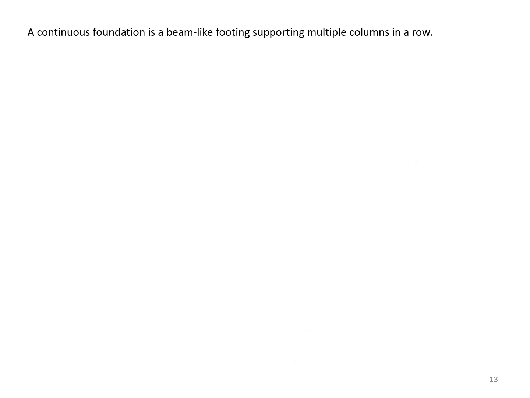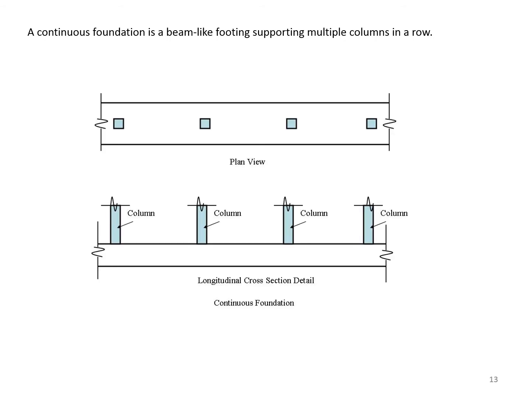A continuous foundation is a beam-like footing supporting multiple columns in a row. Here is a detail. You notice that in this case, in the plan, as you can see in here, we have attached all these columns together through one beam-like foundation. And at the cross section, you notice the location of the columns and each one is supported by this continuous footing.